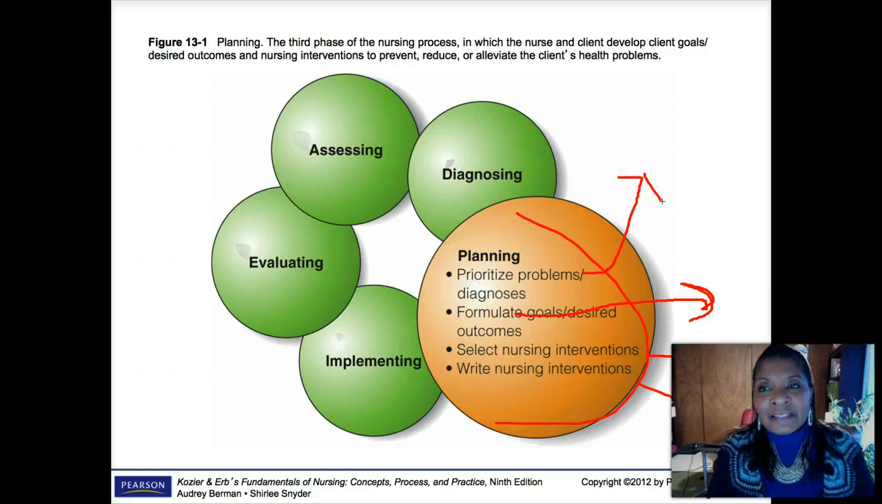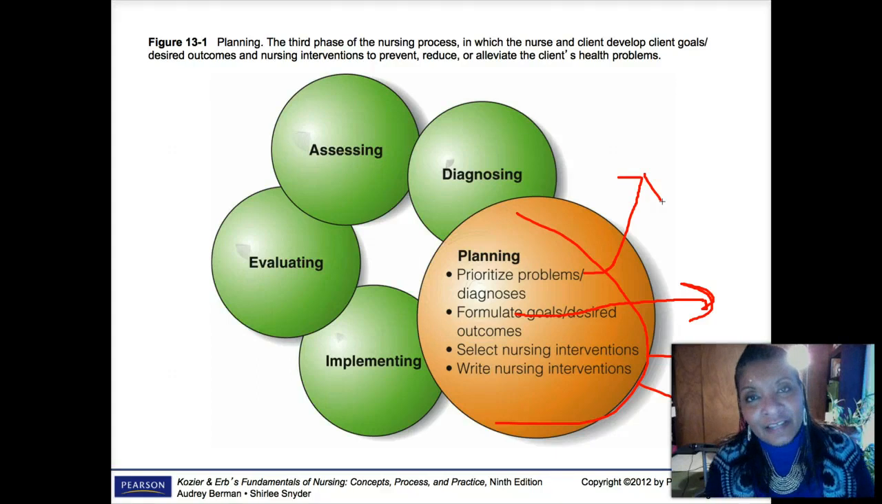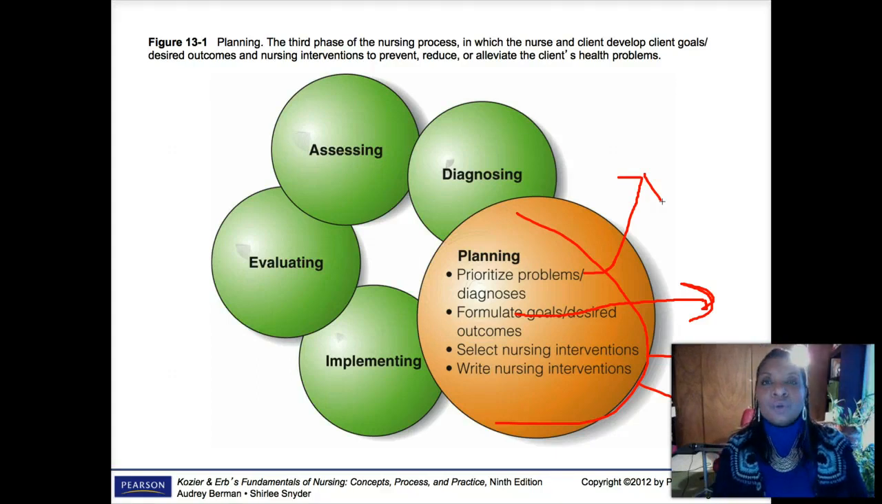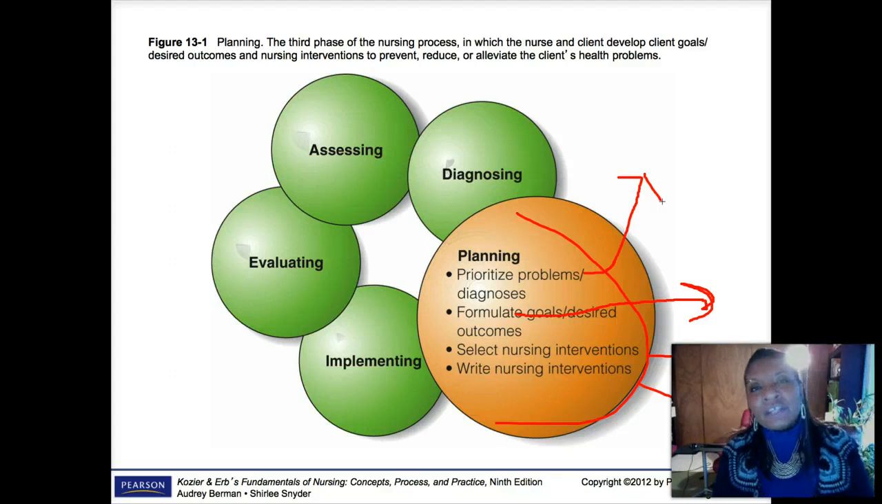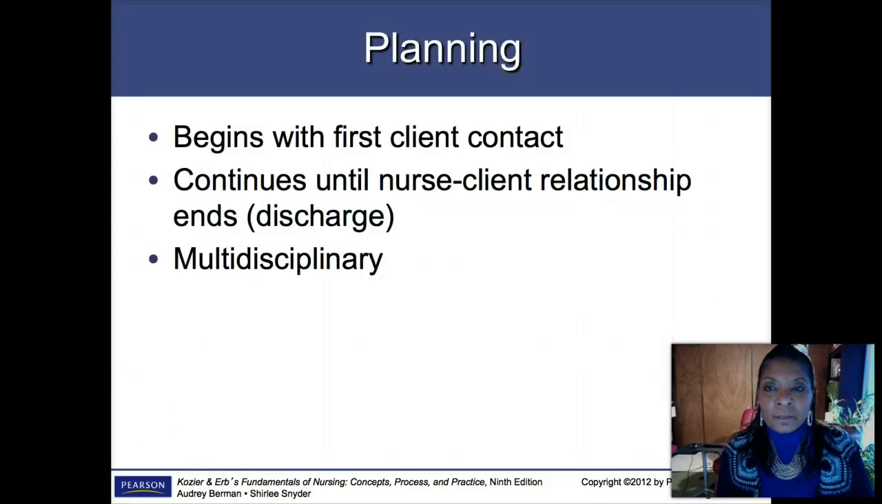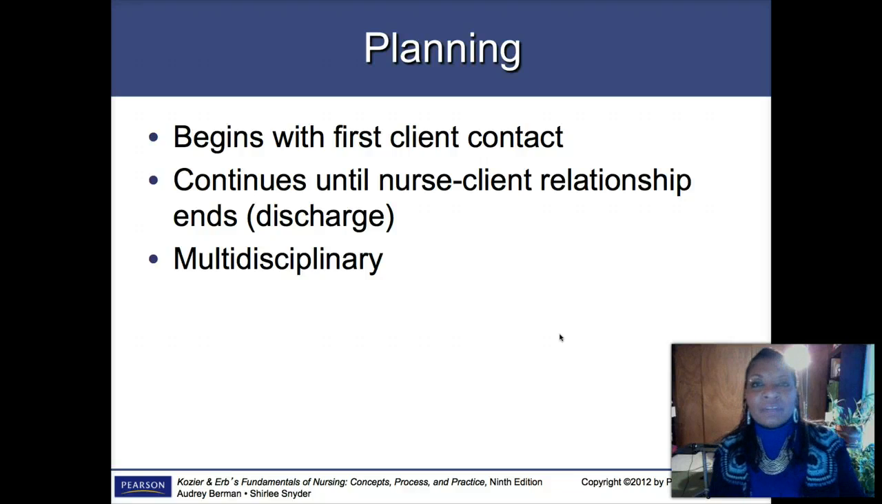If your patient is bedridden and contracted because of inability, it would not be appropriate to have an intervention to ambulate that person because they're not ambulatory. Your interventions must be real and have the potential of actually being performed with your patient. Your planning begins with your patient contact, and it is important that you build that relationship.